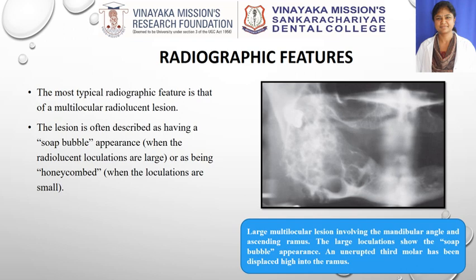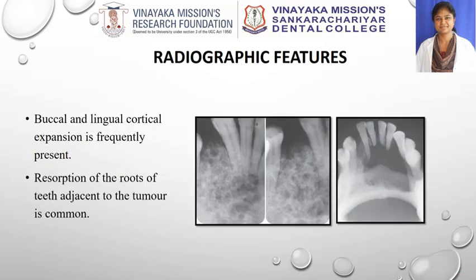In the radiograph shown here, a large multilocular lesion which involves the mandibular angle and ascending ramus is seen. The large loculations show the soap bubble appearance, and the unerupted third molar has also been displaced high into the ramus. Buccal and lingual cortical expansion is frequently present with ameloblastomas. It is most of the time associated with resorption of the roots of the teeth adjacent to the tumor, which is very common. The radiograph here shows a uniform radiolucent area with resorption of the roots of the anterior tooth.